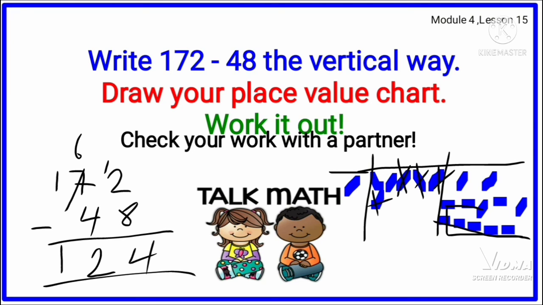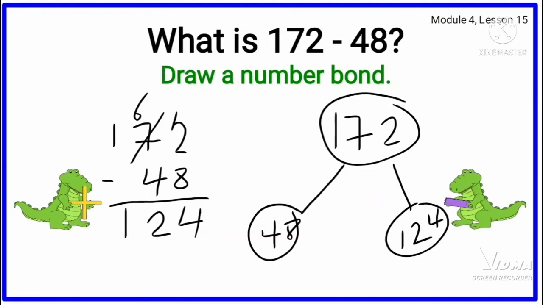Can you use both the vertical method and the chip method? It's very easy. Let us use a number bond to solve one. The same question, 172 minus 48. How to get the other part, because we know 172 and we know the 48? So what will I add to 48 to get 172? That is the question. Or remove 48 from 172. And once you do that, you get 124.